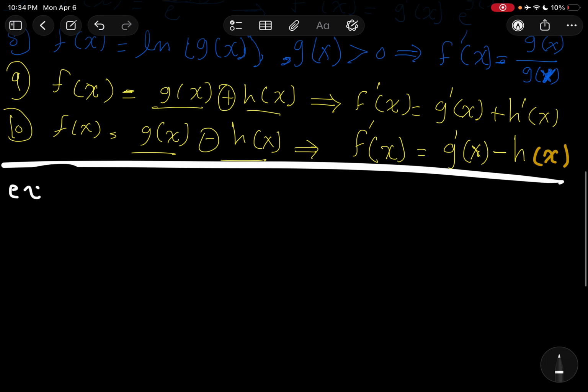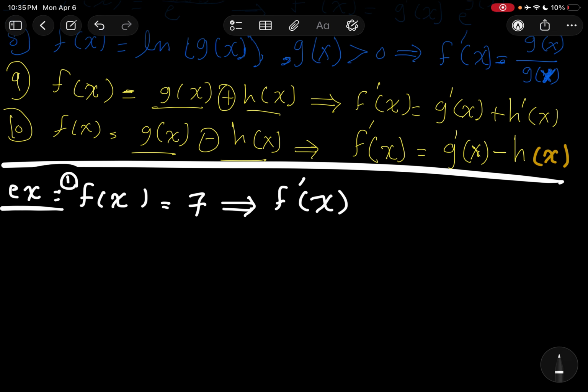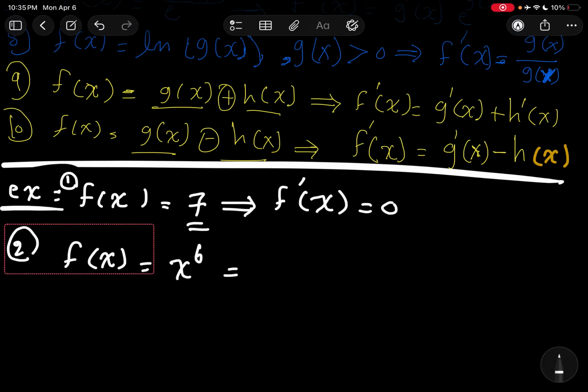Example number 1, f of x equal to 7. So how can I find the derivative of f of x? That means f prime of x equals 0 because 7 is a constant number.